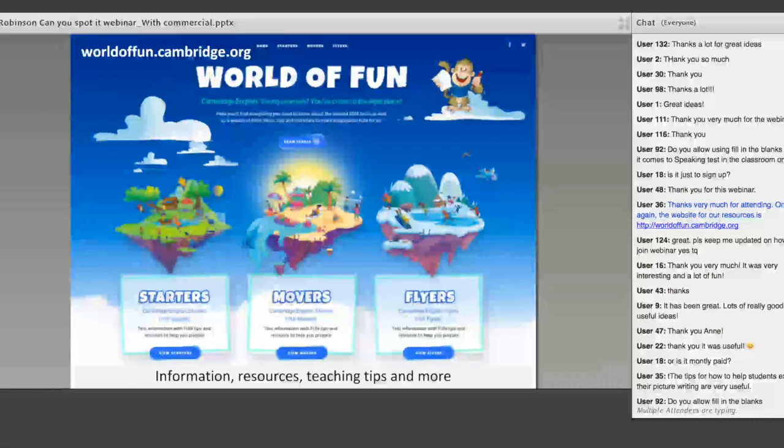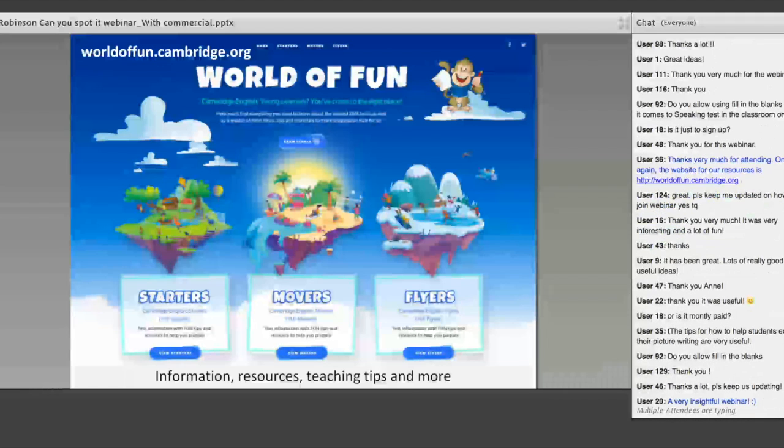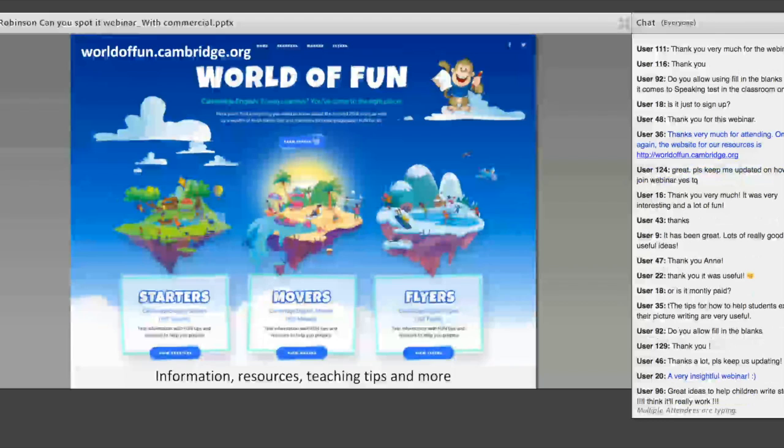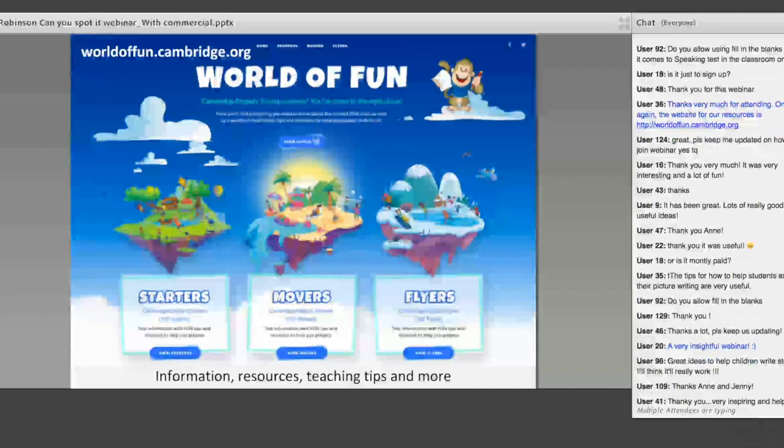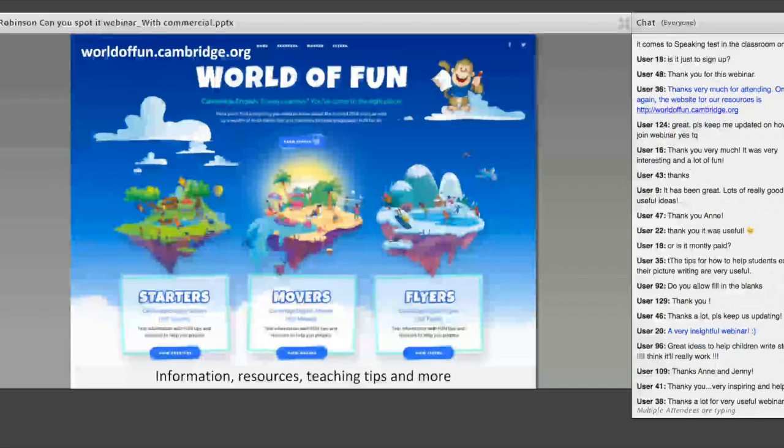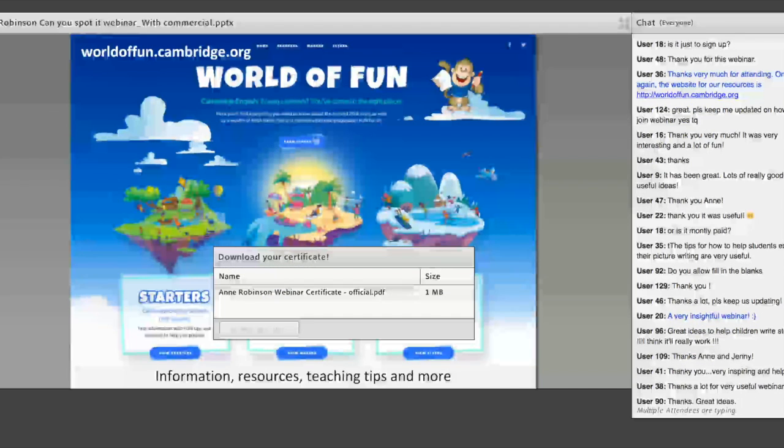I have a question here. Do you allow using fill in the blanks when it comes to the speaking test in the classroom only? I'm not quite sure what is meant by that question, because in the speaking test, they will never have to write, so there would never be a fill in the blanks task in the speaking test. The speaking tests are mainly picture based, but they're basically talking in response to pictures. They're also telling stories, picture stories in Movers and Flyers. So filling in the blanks when it comes to speaking, no, it wouldn't be a task that will be used in the speaking test.